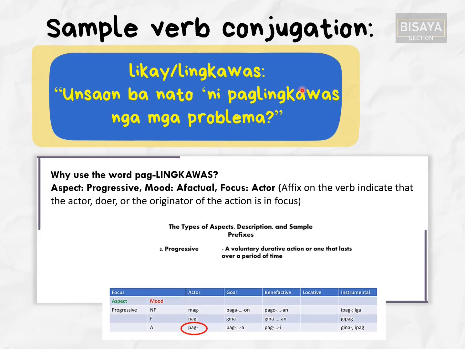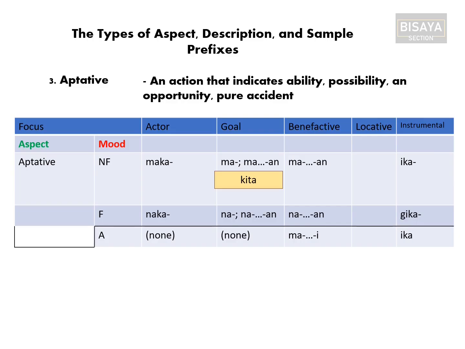For the word likay or lingkawas, why use the word paglingkawas? Looking at our table, pag is in the actor focus, the affectual mood, and progressive aspect. And the affix pag indicates that the actor is the doer of the action. Additionally, here are some instances where the word kita is used. Still in the dative aspect, but now goal-focused.